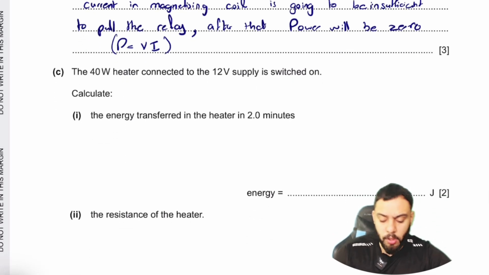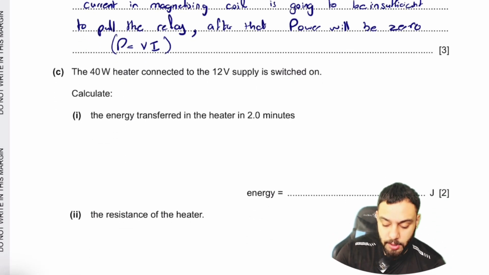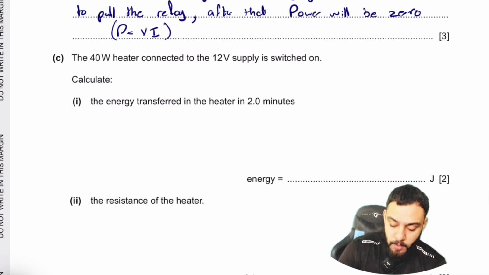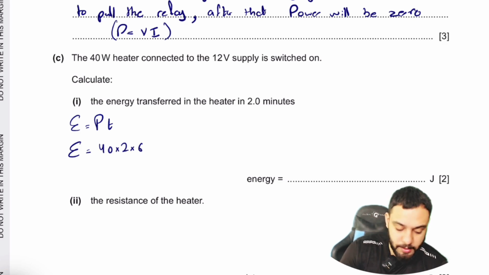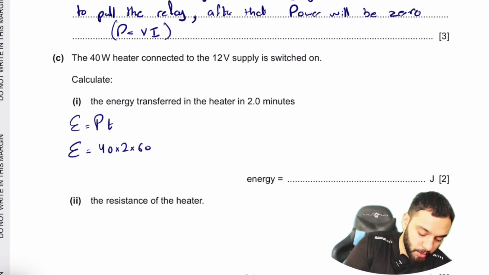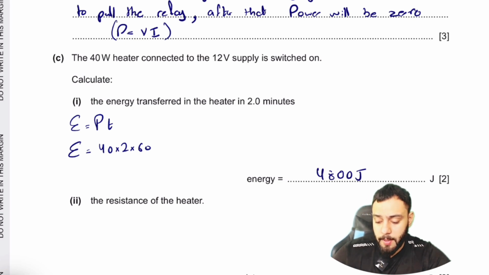The 40-watt heater is connected to a 12-volt supply. Calculate the energy transferred in the heater in 2 minutes. Energy equals power times time. The power is 40 and the time is 2 minutes, times 60 seconds. So 40 multiplied by 2 multiplied by 60, you would get the answer as 4800 joules.